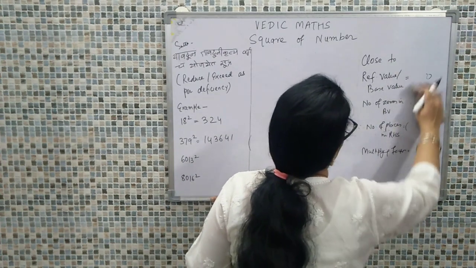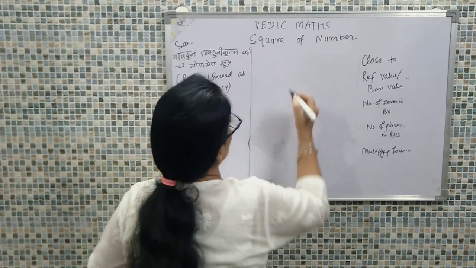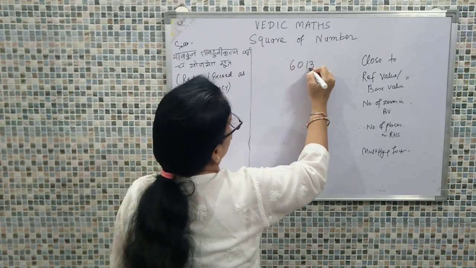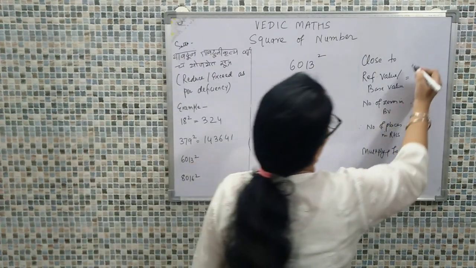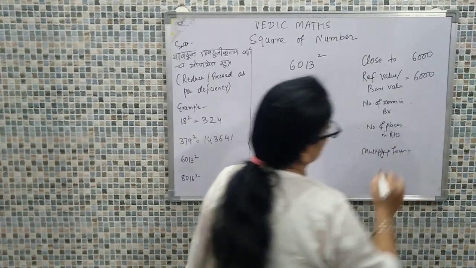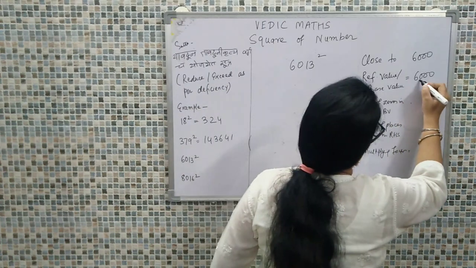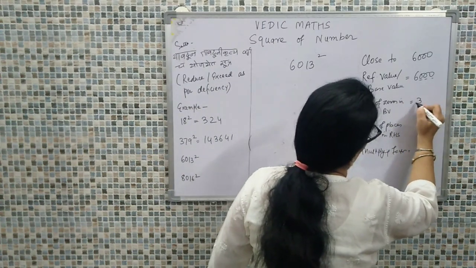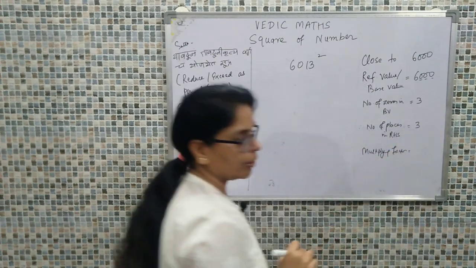The next example is 6013 square. Now this number is closest to, logically, 6000. So we will be taking the reference value, or the base value, as 6000. The number of zeros in the base value is 1, 2, 3. So here we need to write 3, or the number of places in the RHS will also be 3.